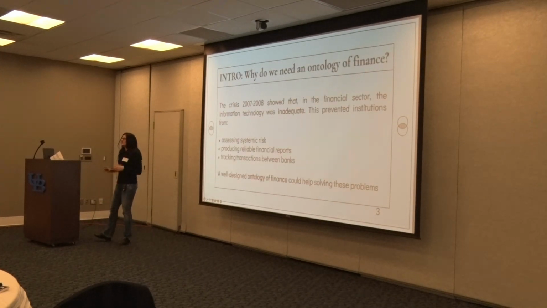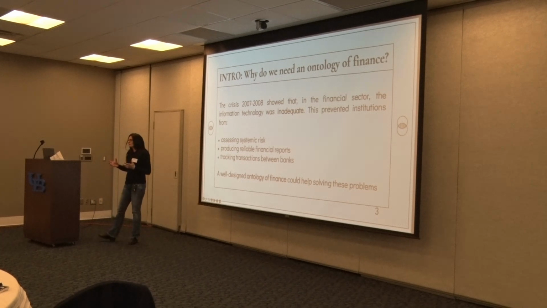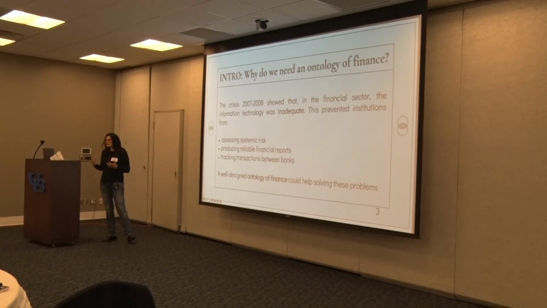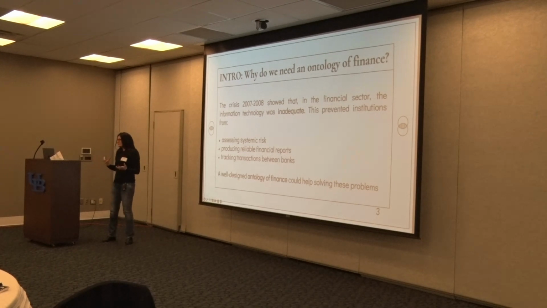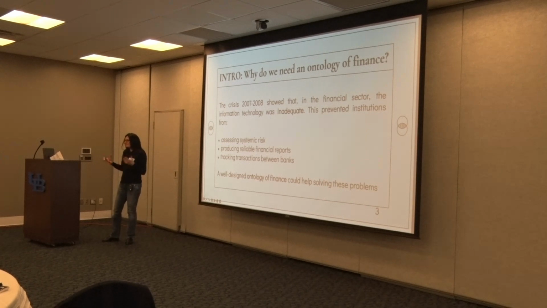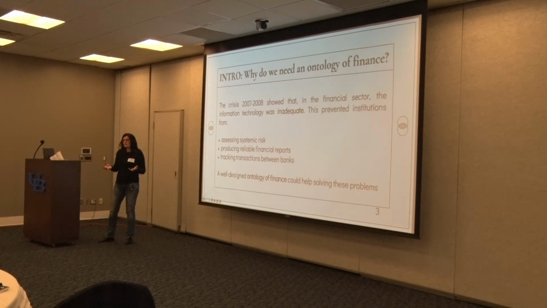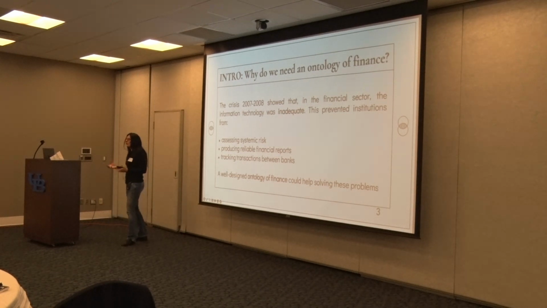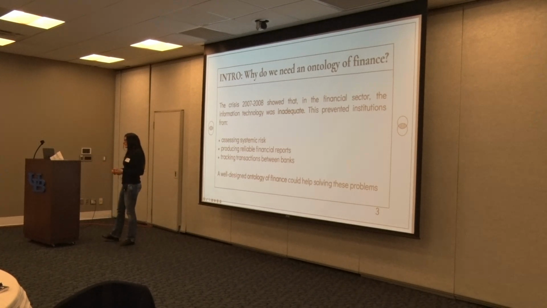So first of all, why do we need an ontology of finance? The last crisis showed that in the financial sector, information technology is not very effective, and we weren't able, for example, to properly assess what is called systemic risk, the potential collapse of the entire financial system. And this was caused because, on one hand, financial institutions were unable to produce reliable records on their financial risk. And on the other hand, they were also unable to properly exchange information and so to communicate.